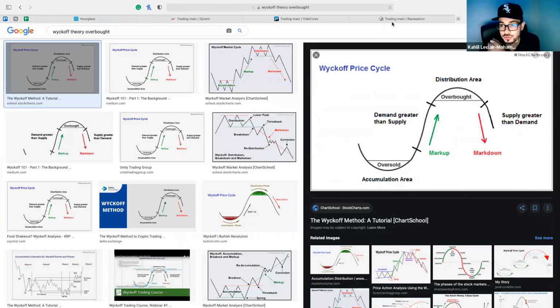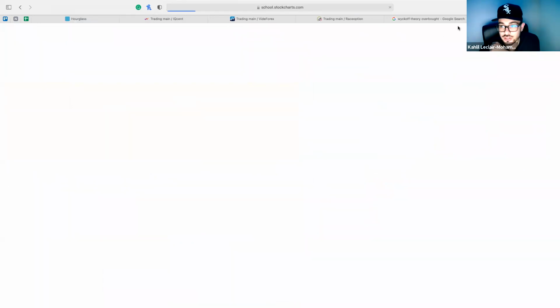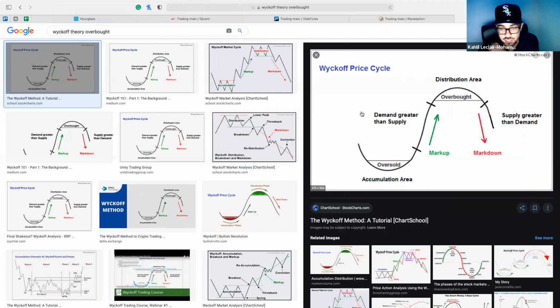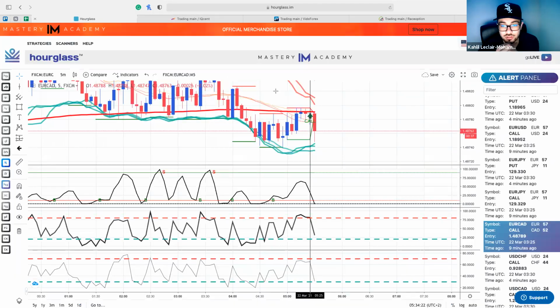Here we go. Awesome. All right, you can take a screenshot. Here's the screenshot. As you can see, when price is in an oversold area, price starts to slow down. So write this down. When price is oversold, it starts to slow down. Let's go ahead and look at this.